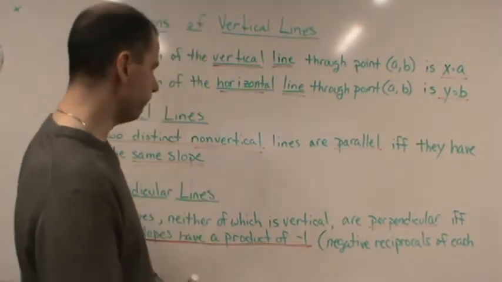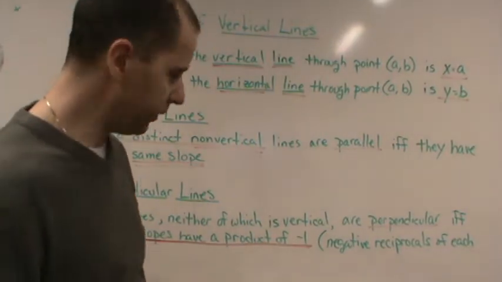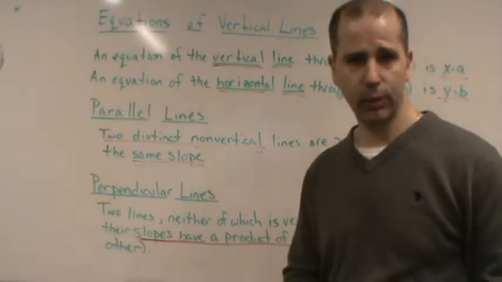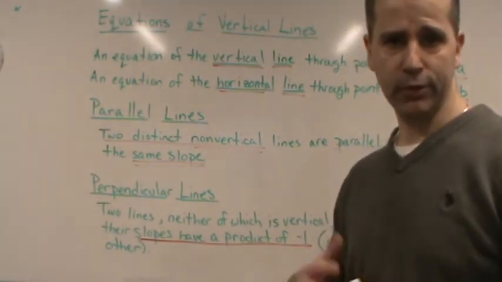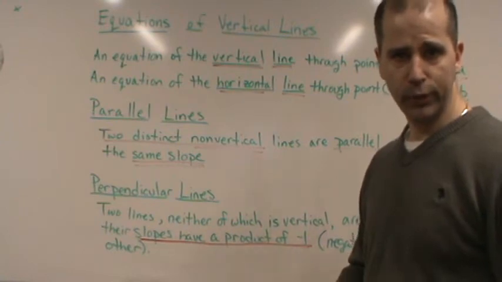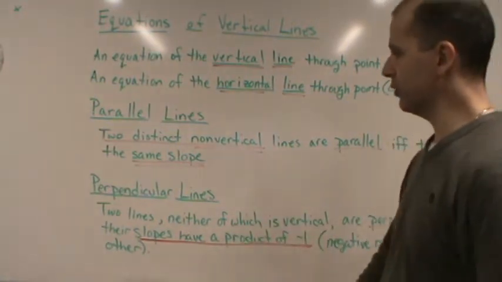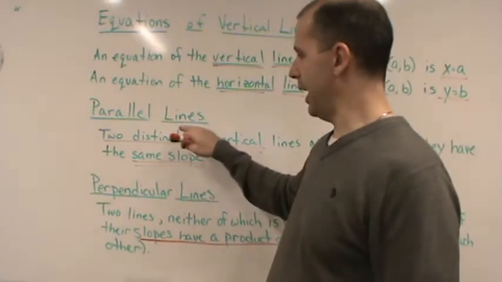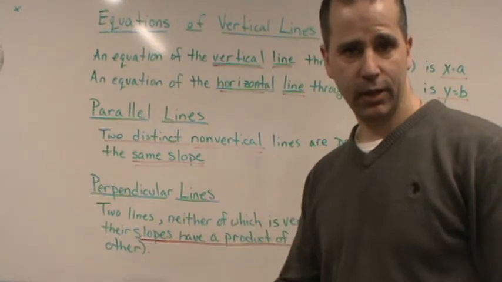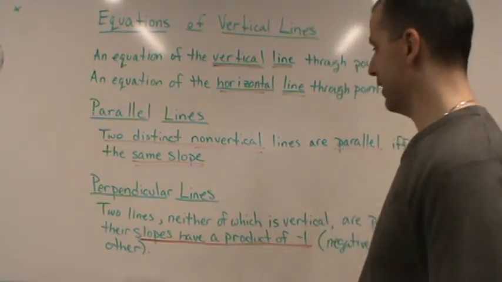Okay, parallel lines. This is new. Since we've dealt with equations of a line, like the point-slope form and the slope-intercept form, we know that every straight line has a slope. So we can say that parallel lines are two distinct lines that have the same slope.